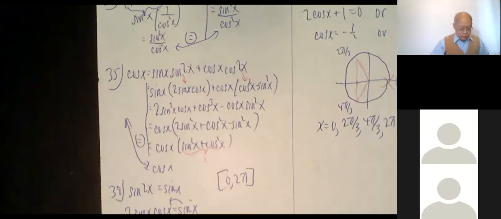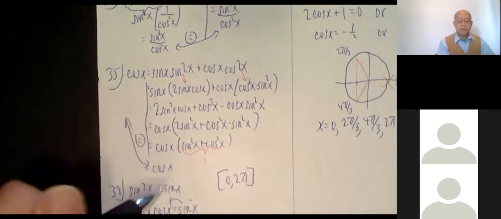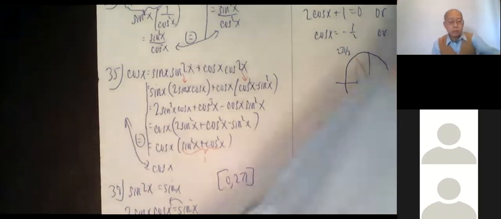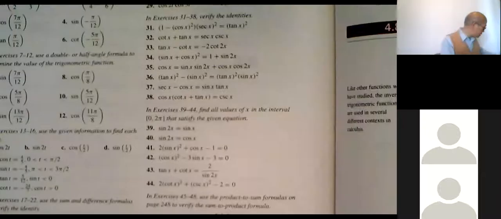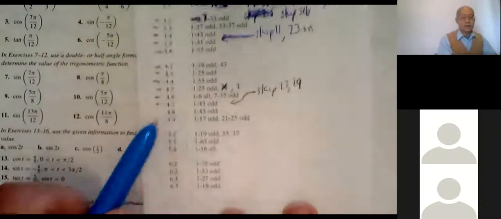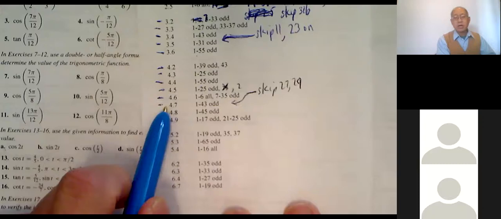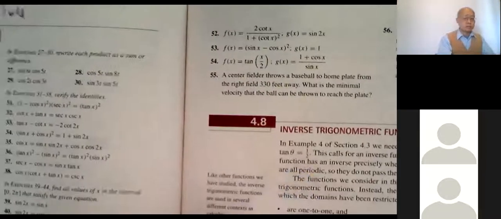All right, so that's that. And I think I've done enough for today. So I'll stop here. I just have a couple more problems at the end, and I'm done with 4.7. So looking at the schedule, I'm almost done with 4.7. I'll finish 4.7 tomorrow and start 4.8, which is on the inverse trig functions.